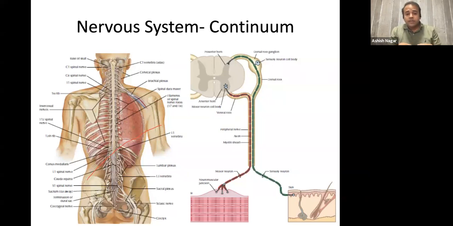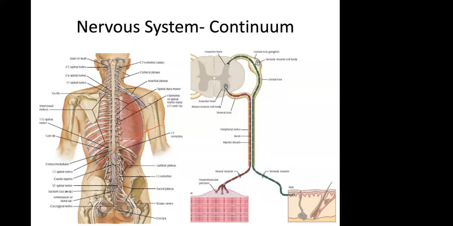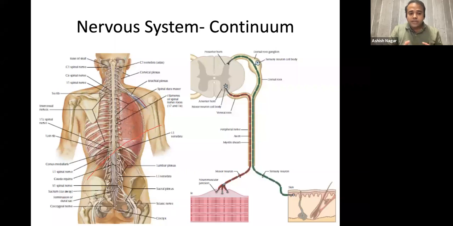It happens because the whole nervous system is in continuity. Any tract that originates in one of the nuclei of the brain stem passes through the spinal cord and then exits through the peripheral nervous system. So everything is connected. This is the basic theory that we have to understand, that everything within the nervous system is in continuity.